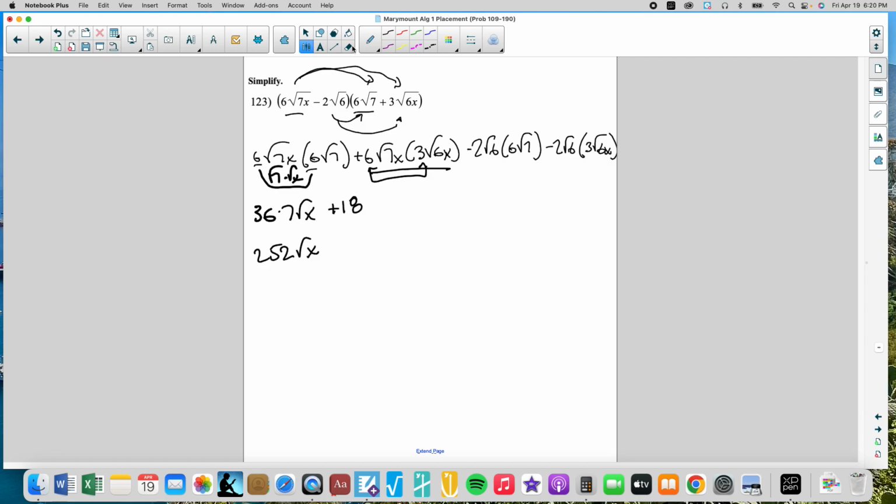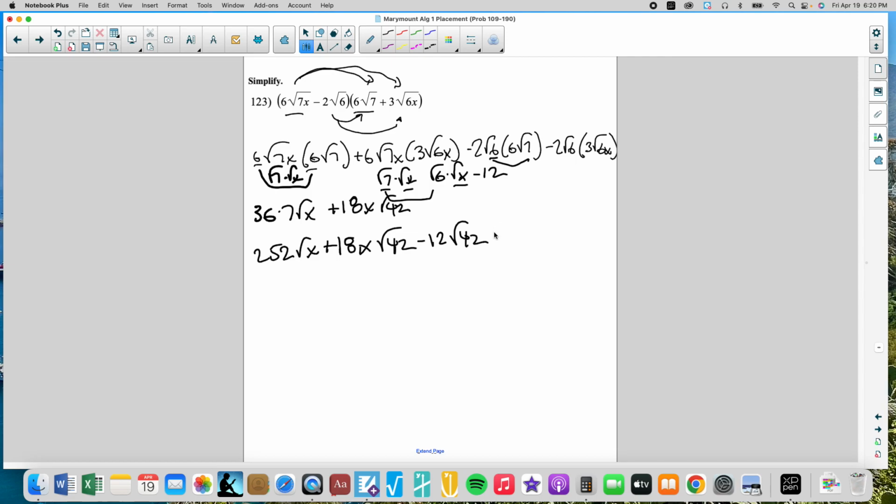Now rad 7x is rad 7 rad x, rad 6 rad x, and these rad x's are going to come out. And then this is left inside, so that's rad 42. That can't be simplified. There's no common factor there. So we have 18x rad 42 minus 12 rad 42, because those don't have any common.